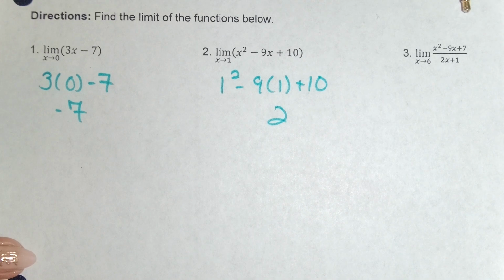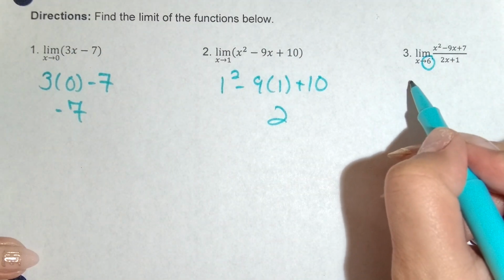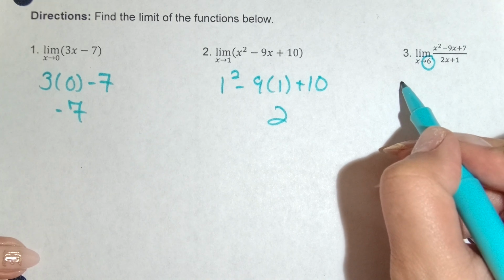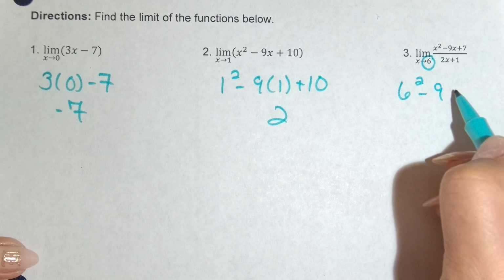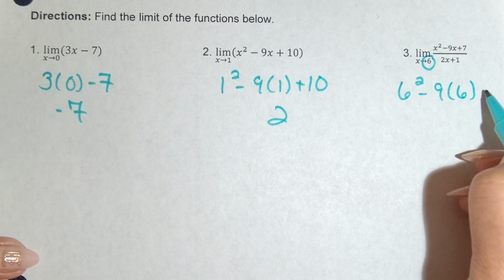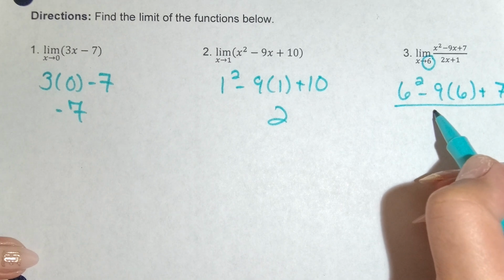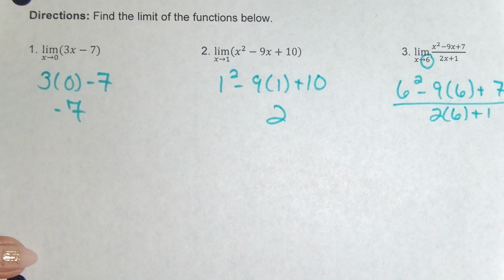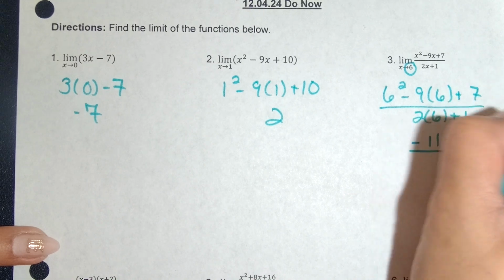Number 3, what do I do with x? Substitute in 6. Very good. So, Andres, that was you, right? What do I get then? 6 minus 9 times 6, plus 7. And then you join across. And 2 times 6 plus 1. What's that final answer? Negative 11 over 13. Okay, very good.